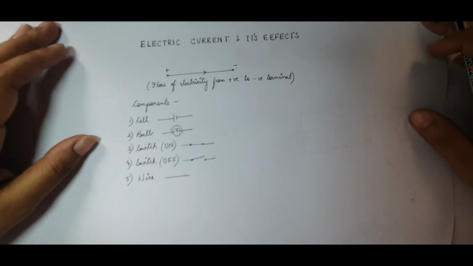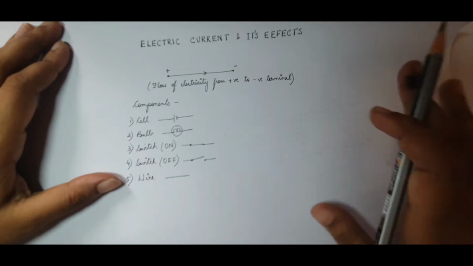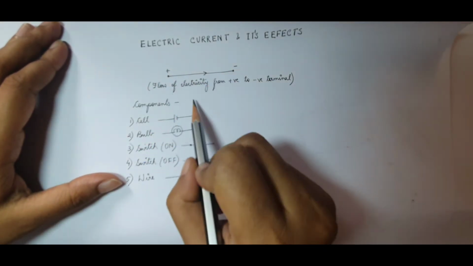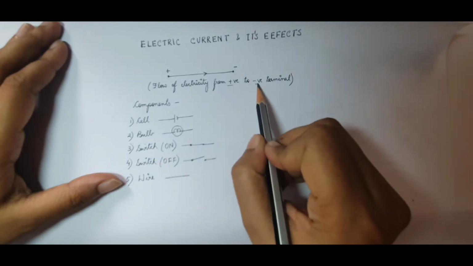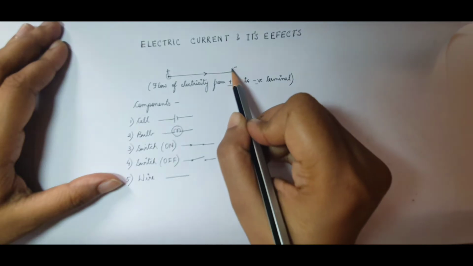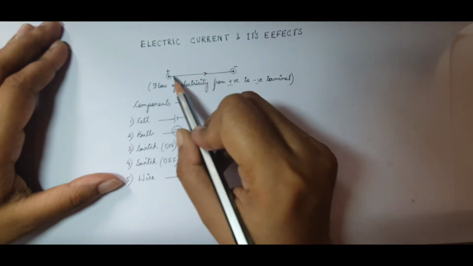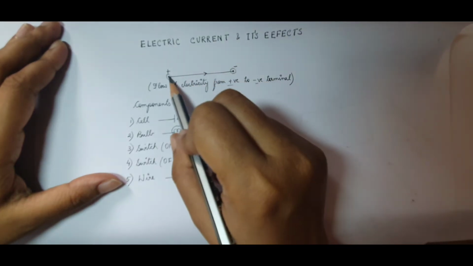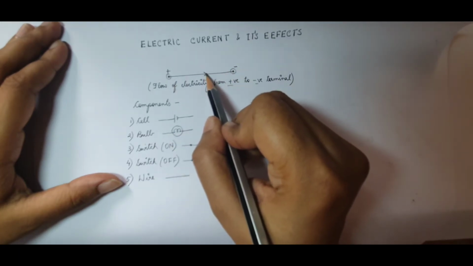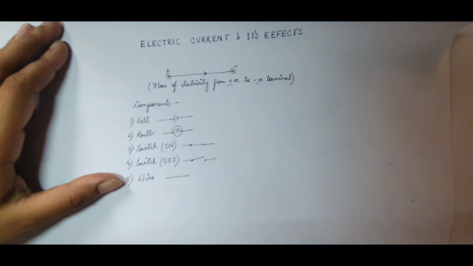Before we get started, let's get to know what is electric current. Electric current is nothing but the flow of electricity from positive to negative terminal. This is the positive terminal and this is the negative terminal. So when electricity flows from the positive terminal to the negative terminal, it constitutes an electric current.